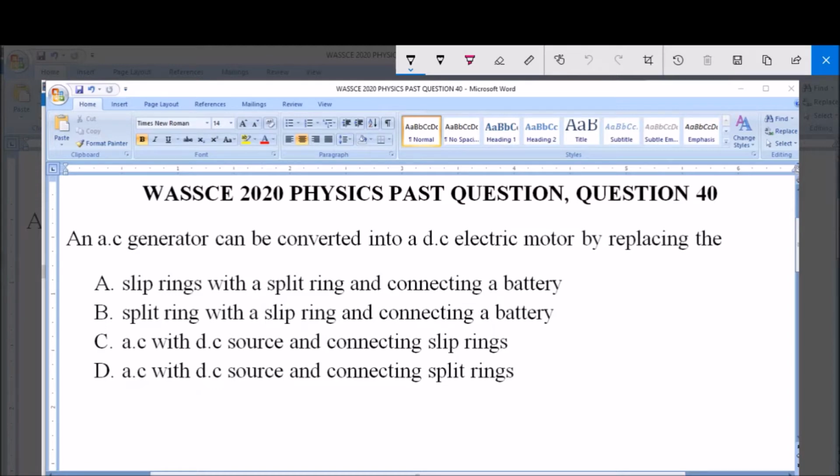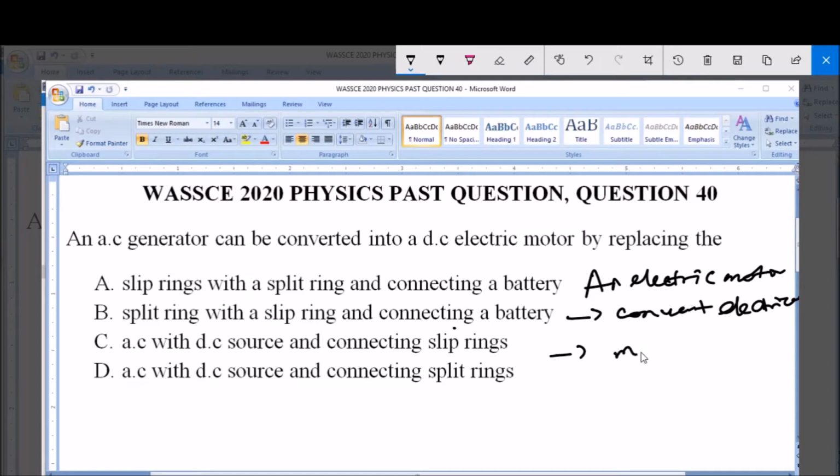So the question is asking us that for an AC generator to be converted to a DC electric motor, the following things have to be put in place. Now, an electric motor is an electric device that converts electrical energy into mechanical energy.